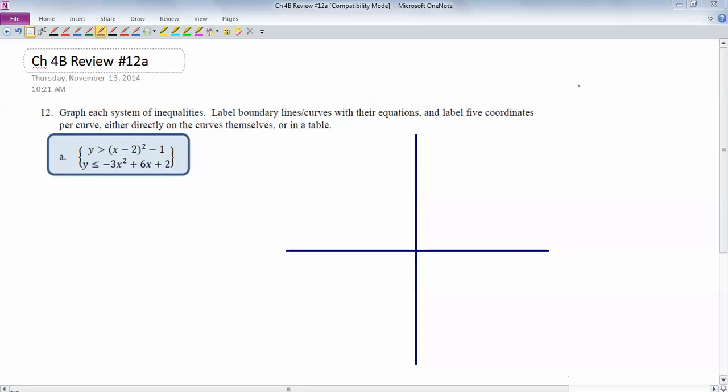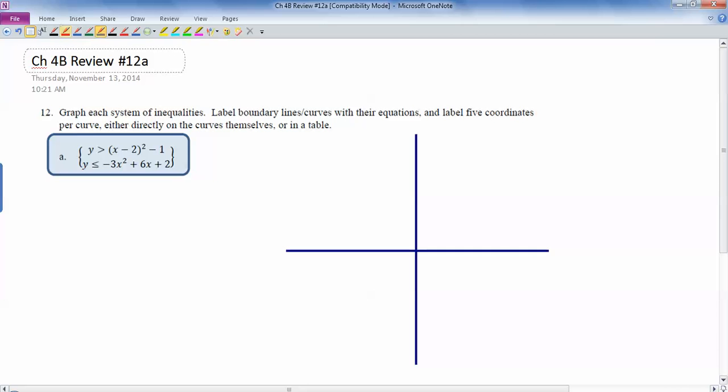Okay, so for this video, we're going to take a look at the Chapter 4B review number 12A, which is a system of inequalities. And in both cases, they're going to be parabolas. And so I'm just going to lead you through this so that you have kind of a review problem that you can use.